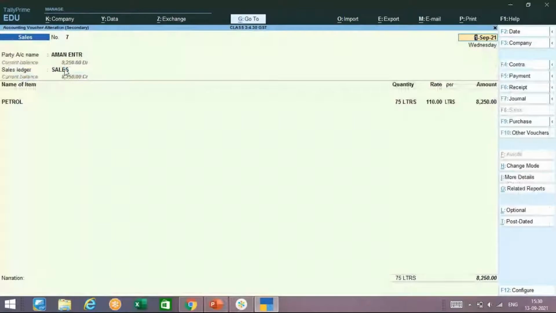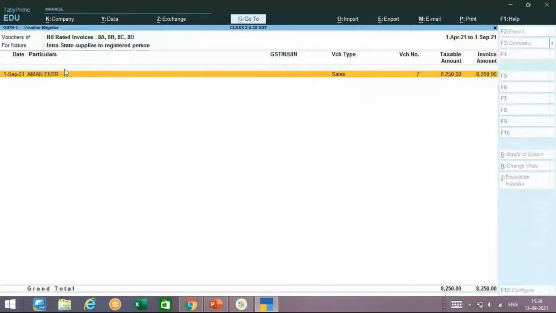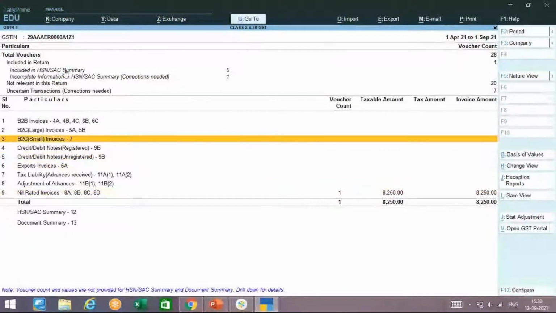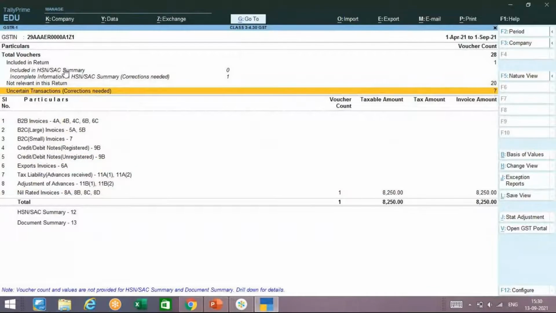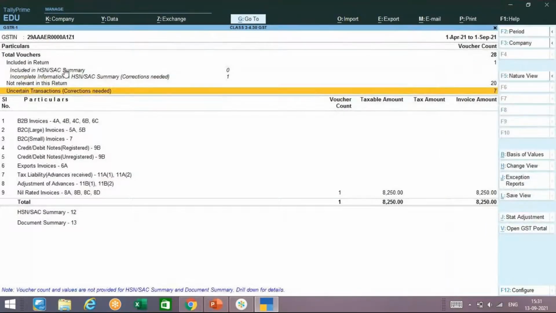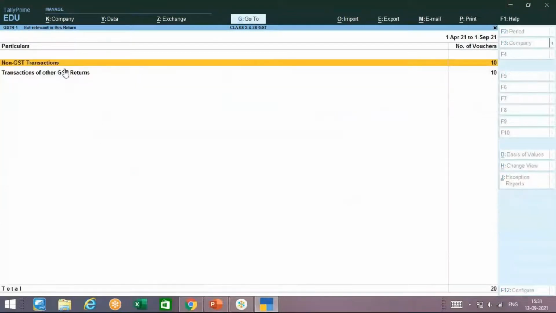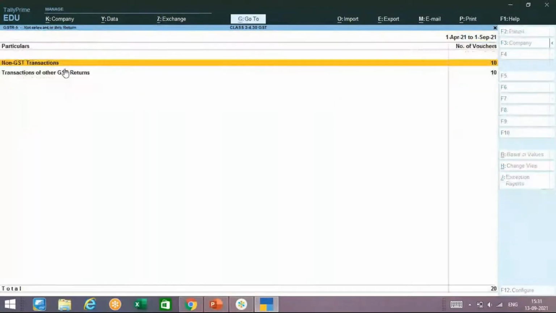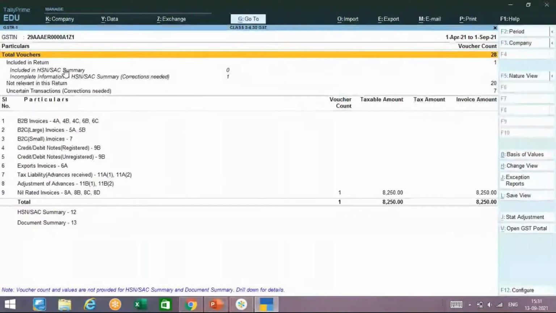The petrol one that we did as exempted, so it comes then under nil rated invoices. All these are the corrections to be made to invoices. They are all the irrelevant ones, which do not have GST related invoices. Okay. So your GSTR 1 is about your sales or your receivables.